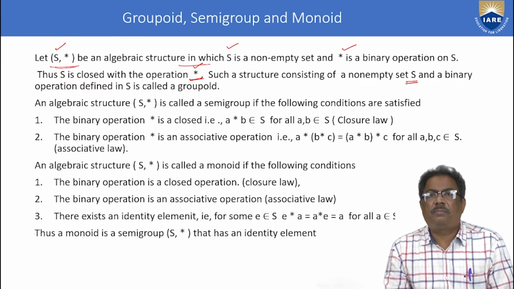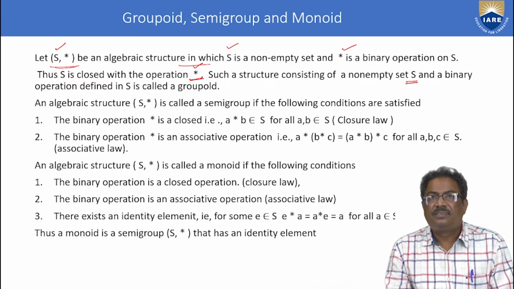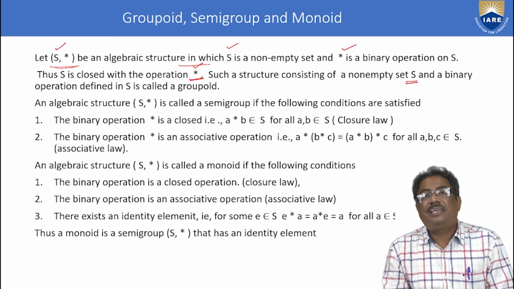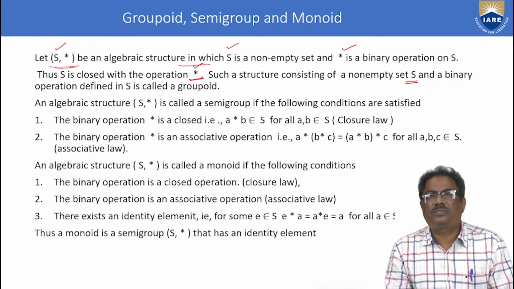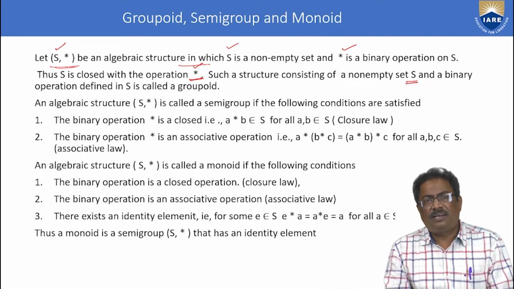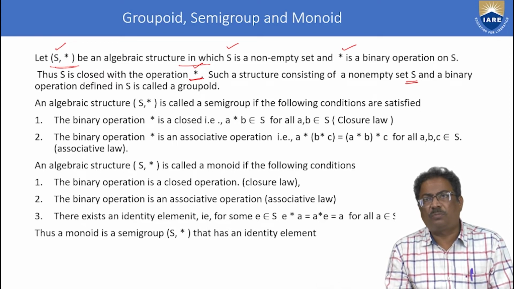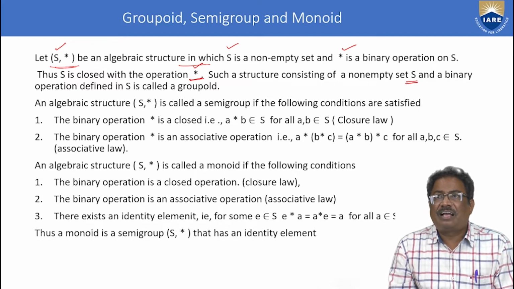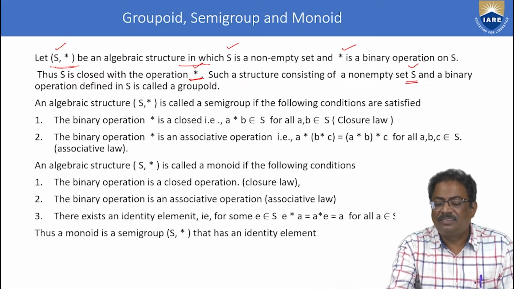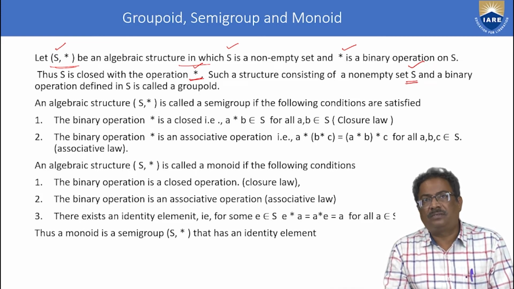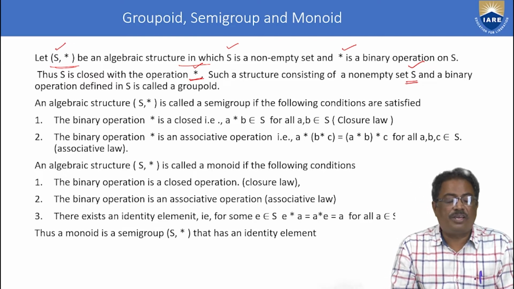See here, let (S, *) be an algebraic structure in which S is a non-empty set and * is a binary operation, and S is closed under the binary operation. So whatever two elements you consider from S under the binary operation *, S is going to be closed. Such an algebraic structure, consisting of a non-empty set S and a binary operation defined in S, is called a groupoid.